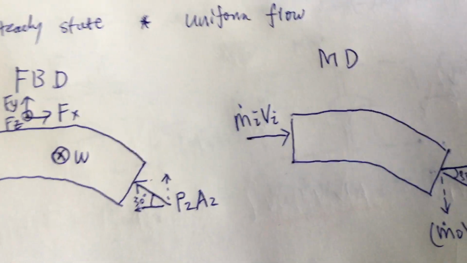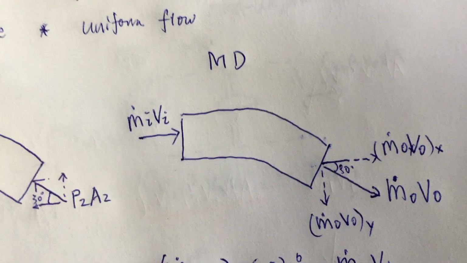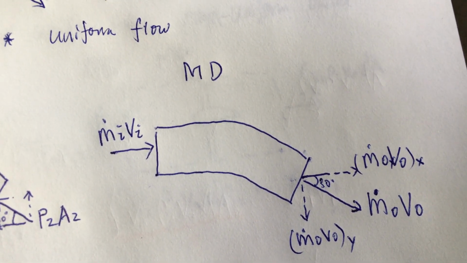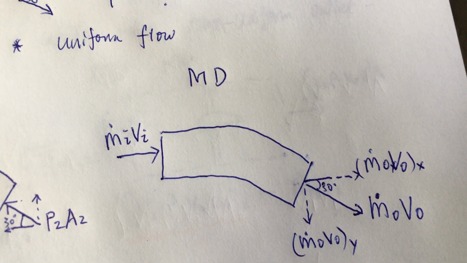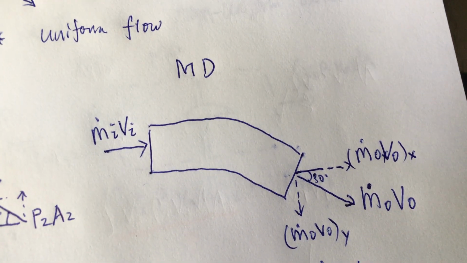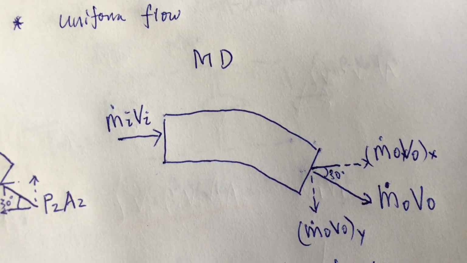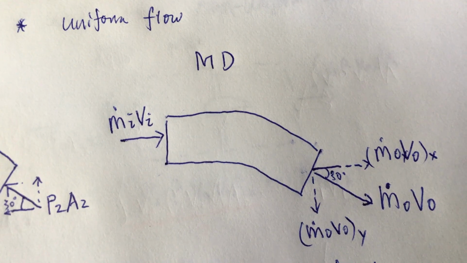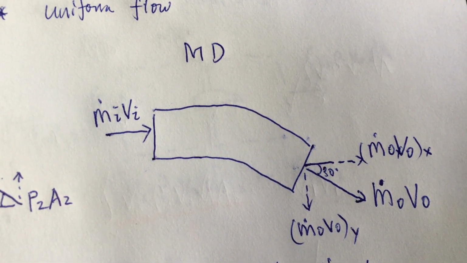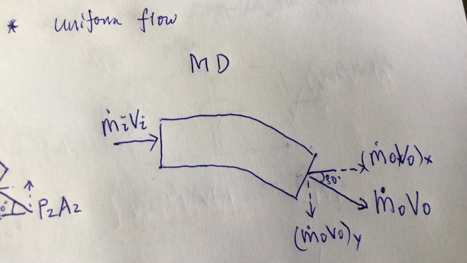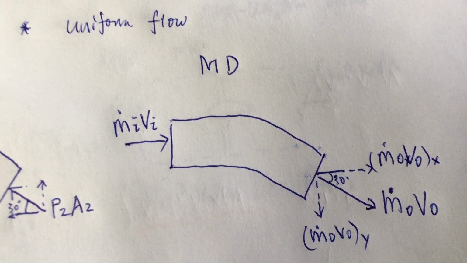Then the momentum diagram. It's a little bit easier. In the momentum diagram, you have the inlet momentum, the inlet mass flow rate times the inlet velocity. At the outlet, you have the flow momentum going out. Again, momentum is also a vector, right? So you also need to separate the outlet momentum into X and Y components during the calculation.